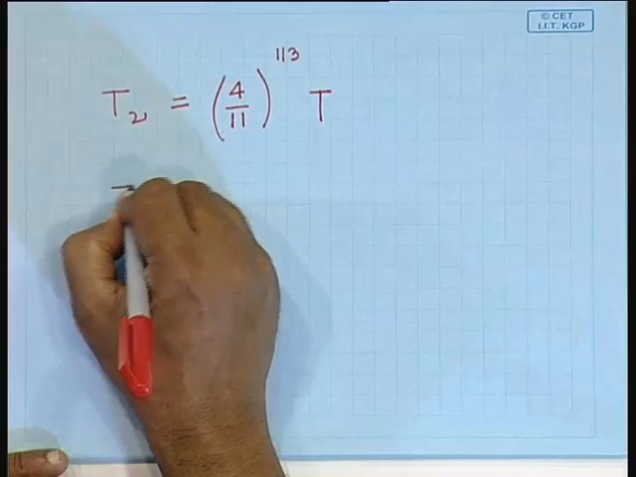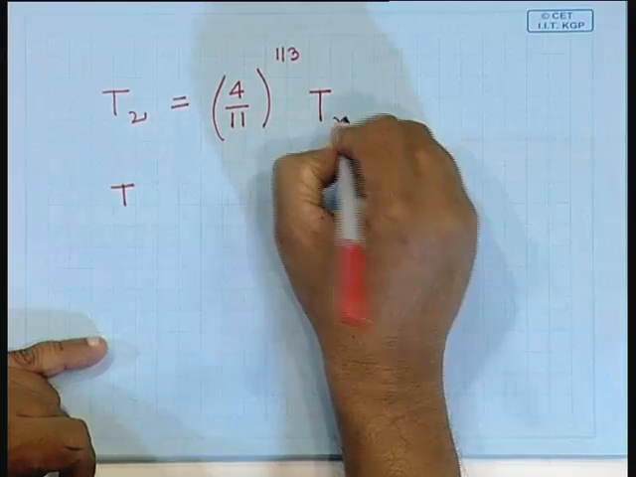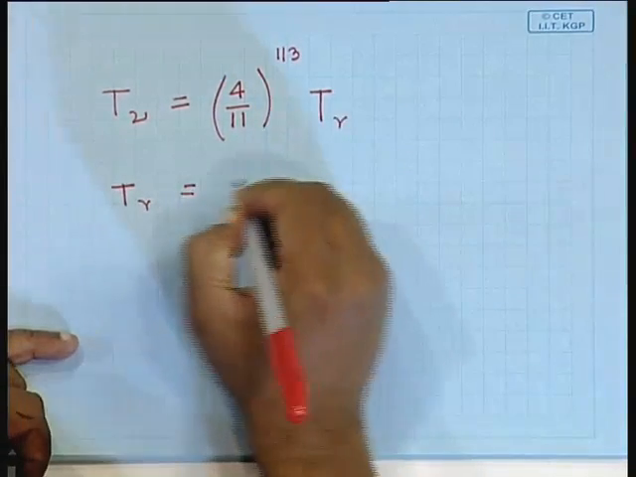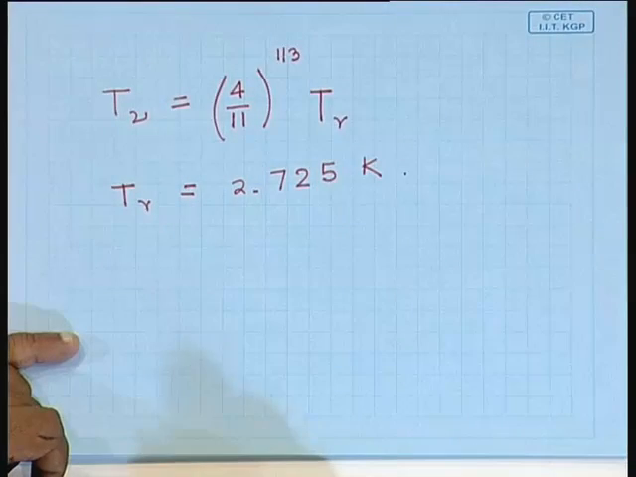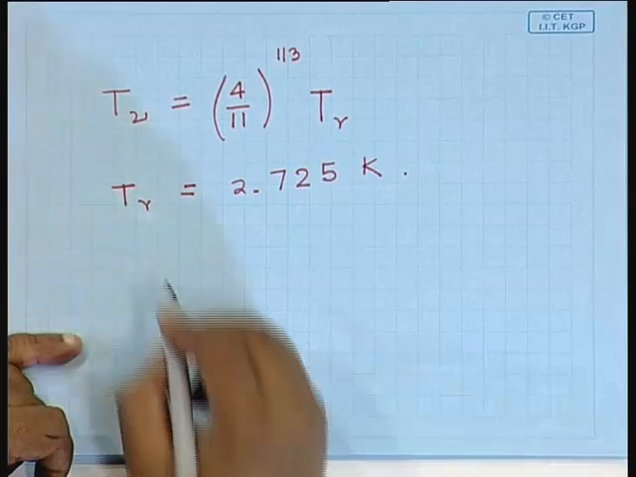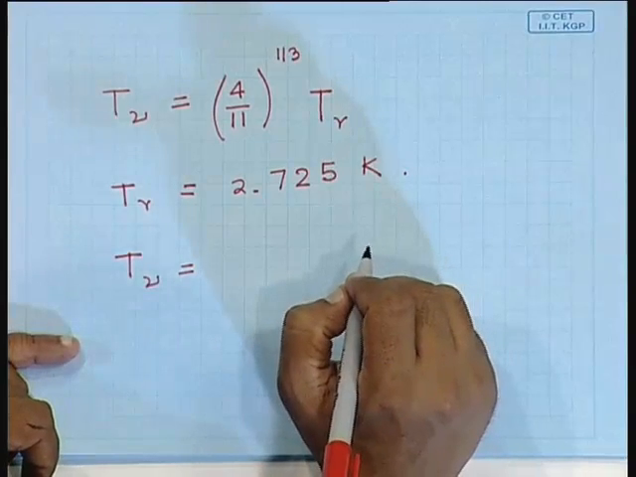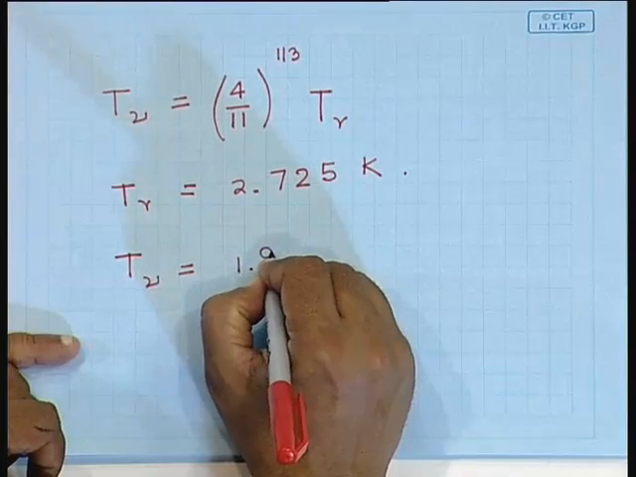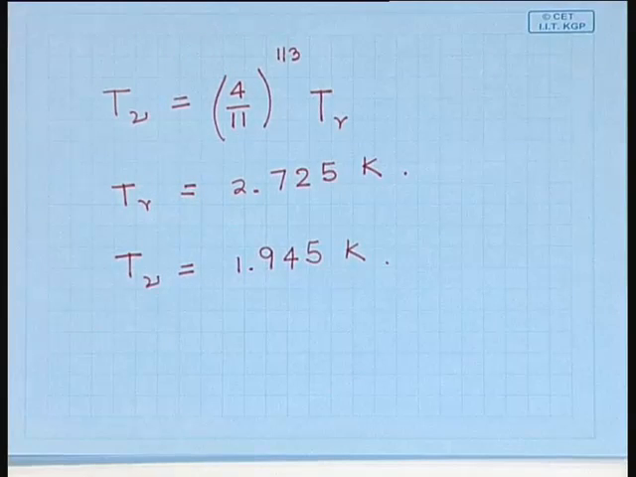And the photon temperature, if you take this to have a value of 2.725 Kelvin, then the temperature of the neutrino comes out to be 1.945 Kelvin. Okay. So, the neutrinos have a slightly smaller temperature.